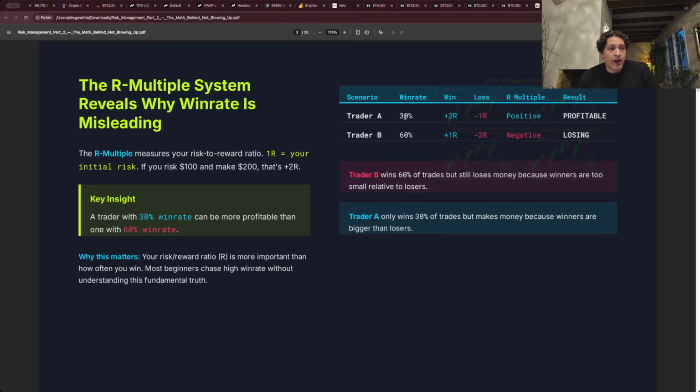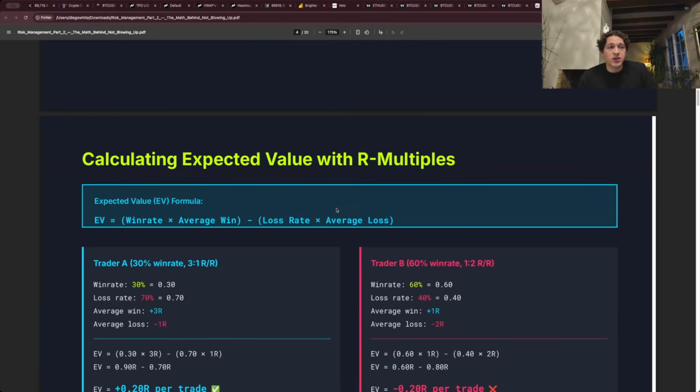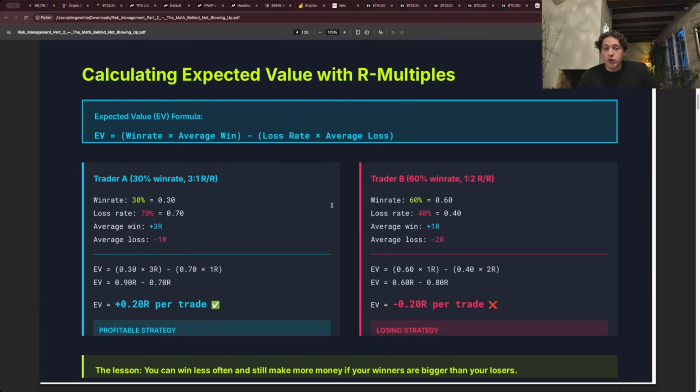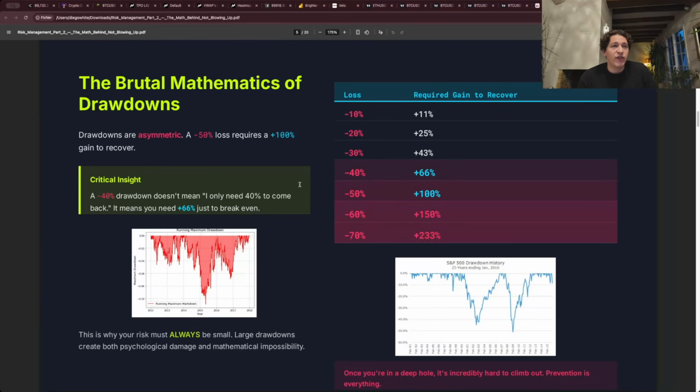For example, trader A, okay, he has a 30% win rate, and he wins 2R, he loses 1R. He's positive, he's profitable with a 30% win rate. While trader B, okay, 60% win rate, 1R profit, 2R losses, he's negative, losing. So you don't need to have a high win rate to be profitable, and it doesn't mean that if you have a high win rate, you are the best, because this doesn't mean anything.